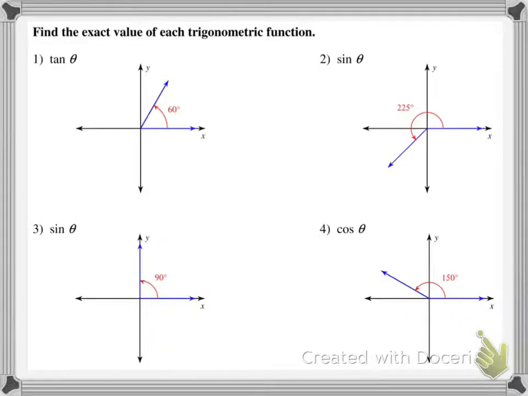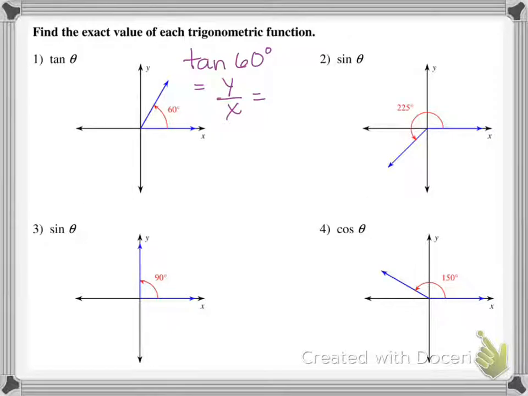So, when I ask you to evaluate or find the exact value of the trig function, for instance, tangent theta, what is theta in this problem? Well, our theta is 60 degrees. So we're going to rewrite this as tangent of 60 degrees. But tangent means y over x. Remember that's what I told you a couple of pages back. And so we are going to need the y coordinate and the x coordinate at 60 degrees to be able to do this problem.